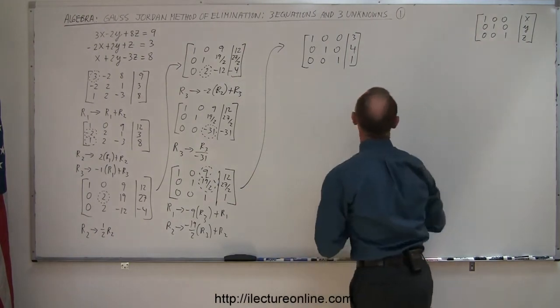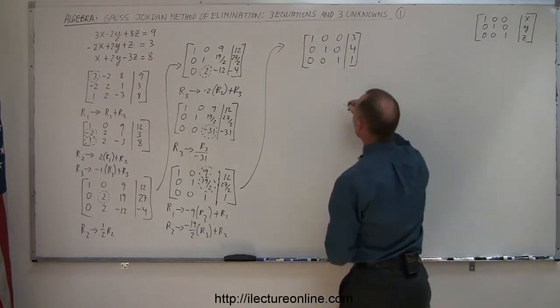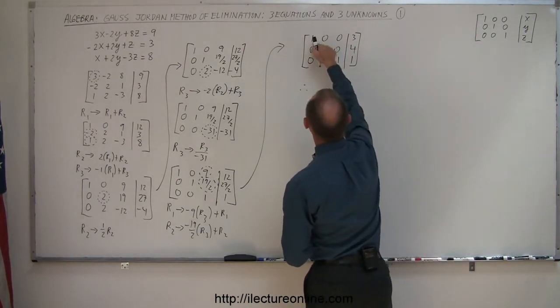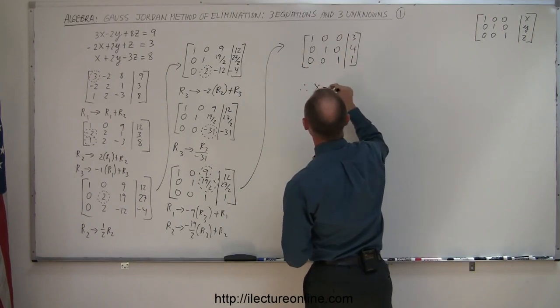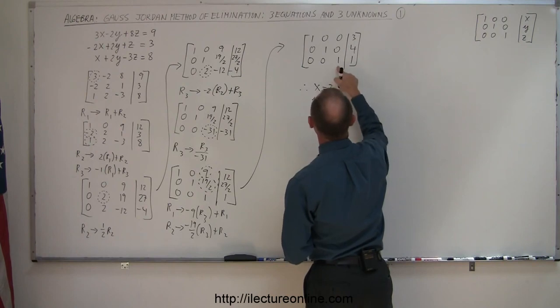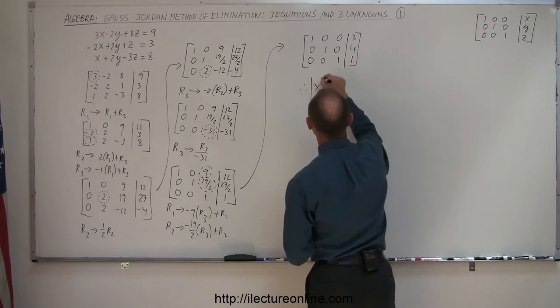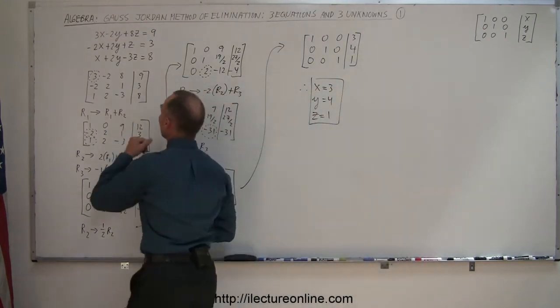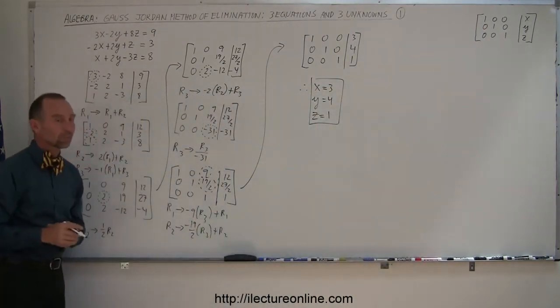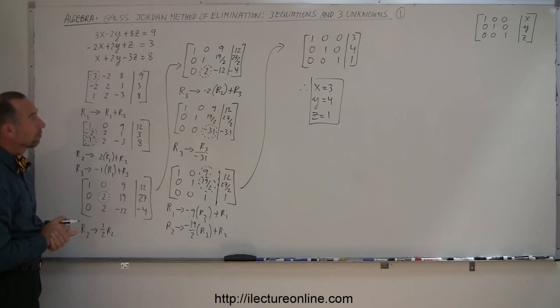And I'm done. I have exactly the format I want here, which means 1 times x is 3, so x equals 3. 1 times y is 4, so that means y equals 4. And 1 times z is 1, so z equals 1. And that is the solution to my set of linear equations. And that's how you use the Gauss-Jordan method of elimination.